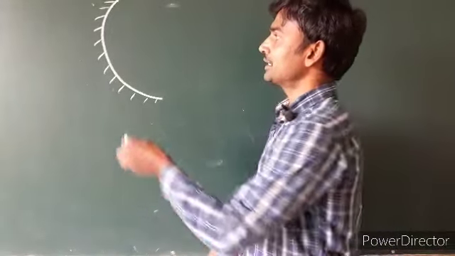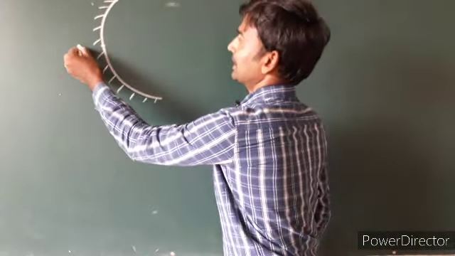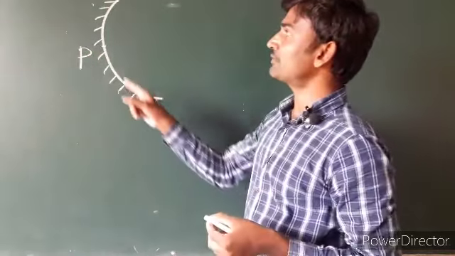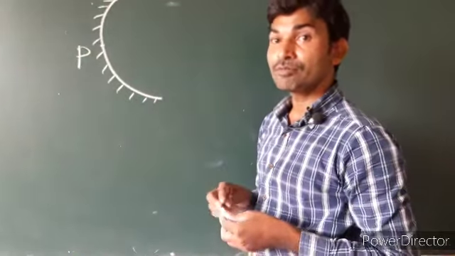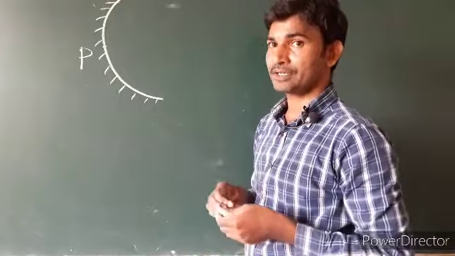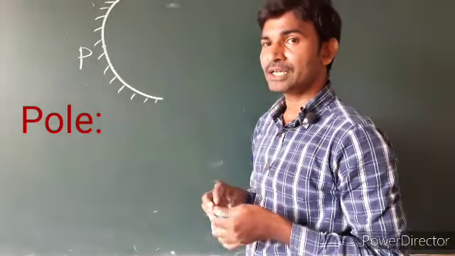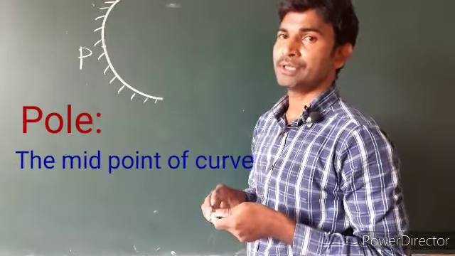And the next one is the pole. Exactly the midpoint of the curve is called the pole of the mirror.